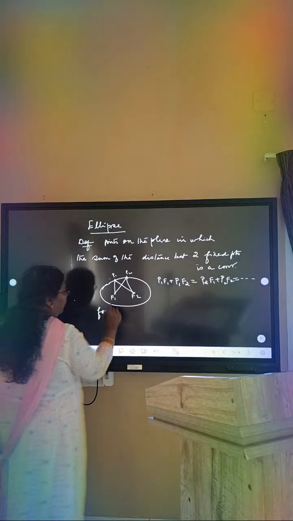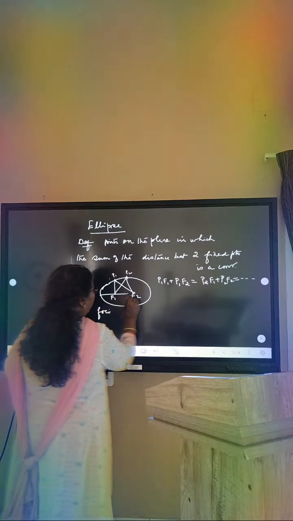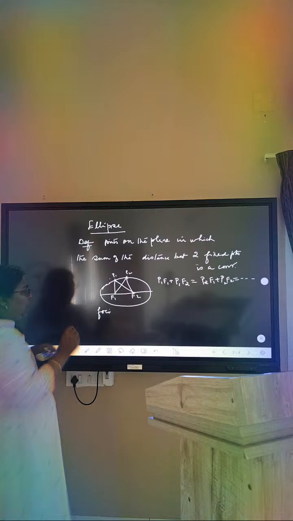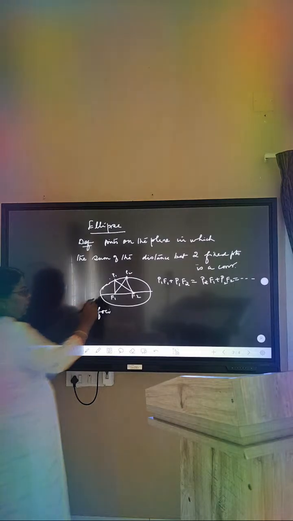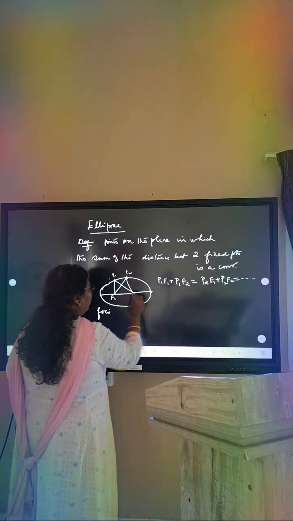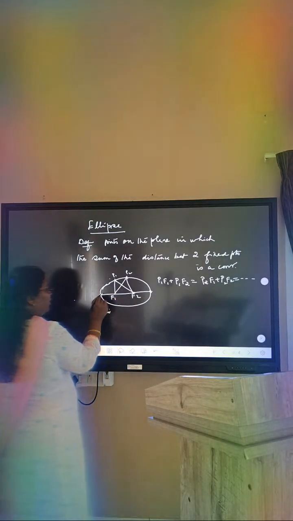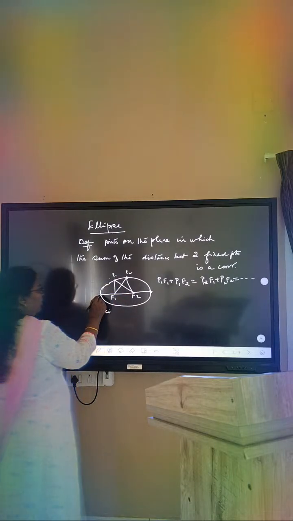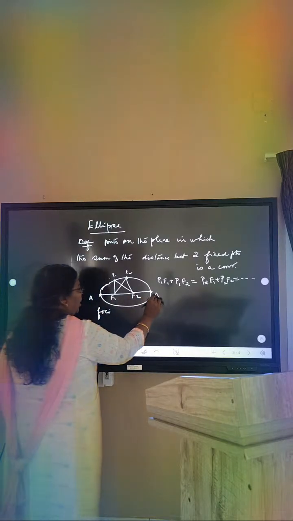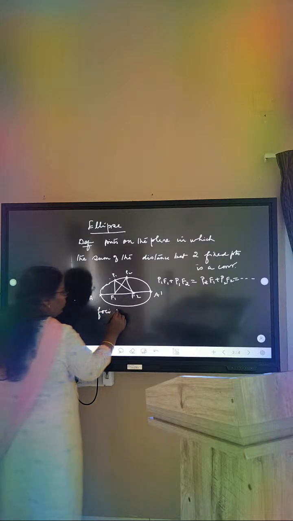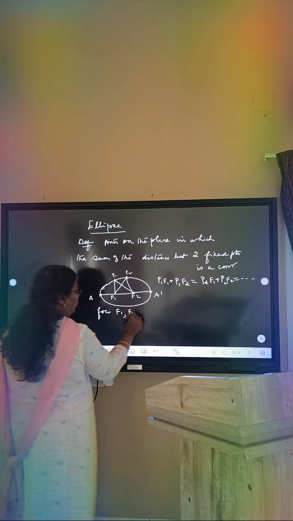Foci are here F1 and F2, and there is a line which passes through the foci. We call this the major axis, and the ends of the major axis intersect the ellipse and are called the vertices. So you have the vertex A dash. F1 and F2 are the foci.